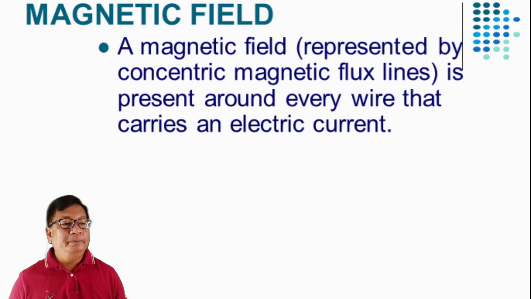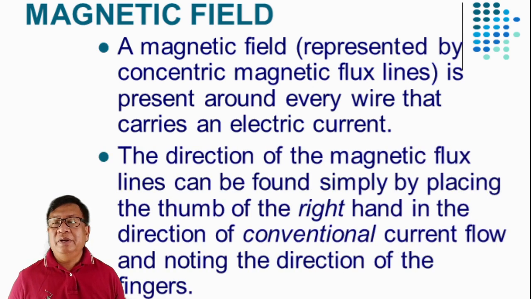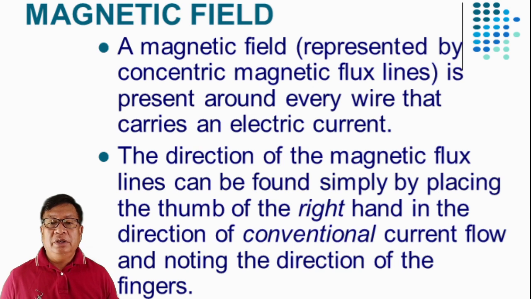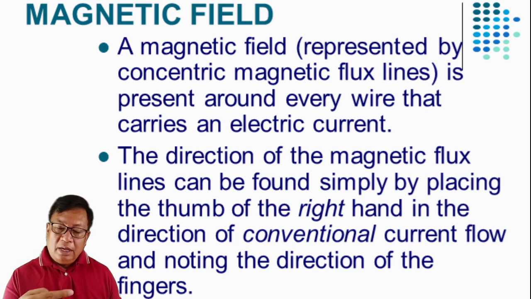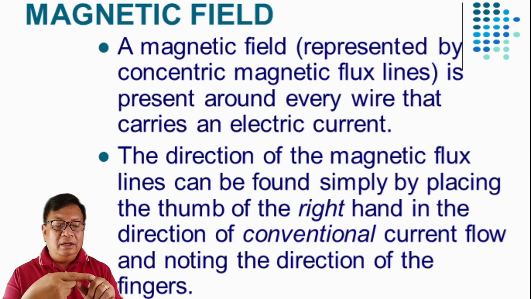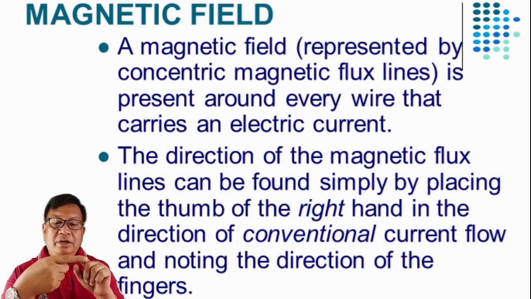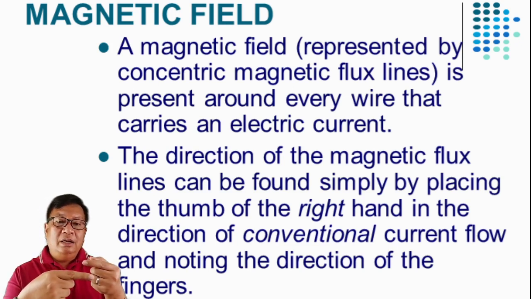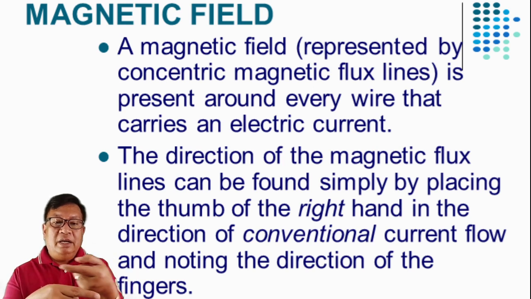Okay, so the direction of the magnetic flux lines can be found simply by placing the thumb of the right hand in the direction of the conventional current flow and noting the direction of the fingers. Okay, so it's very easy. Okay, so we have this one. Halimbawa, ito po yung conductor natin, at saka if this is your conductor, mayroon pong magpo-flow na kuryente in this direction, okay, going to this direction.